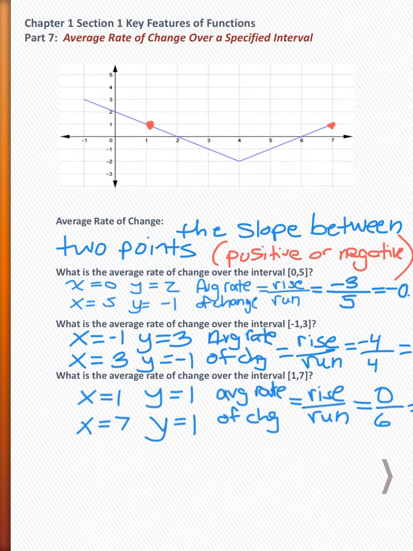Okay, in this video we learned how to find the average rate of change over a specified interval of a function. Hope this helps.